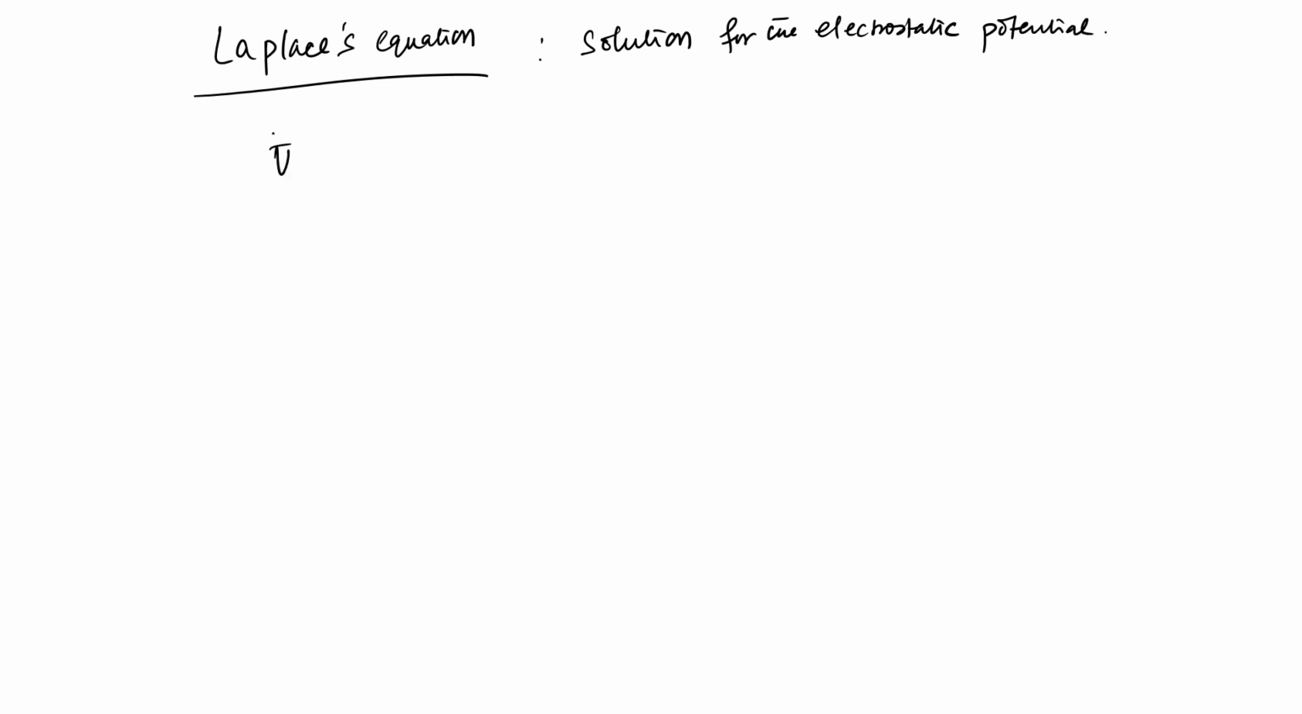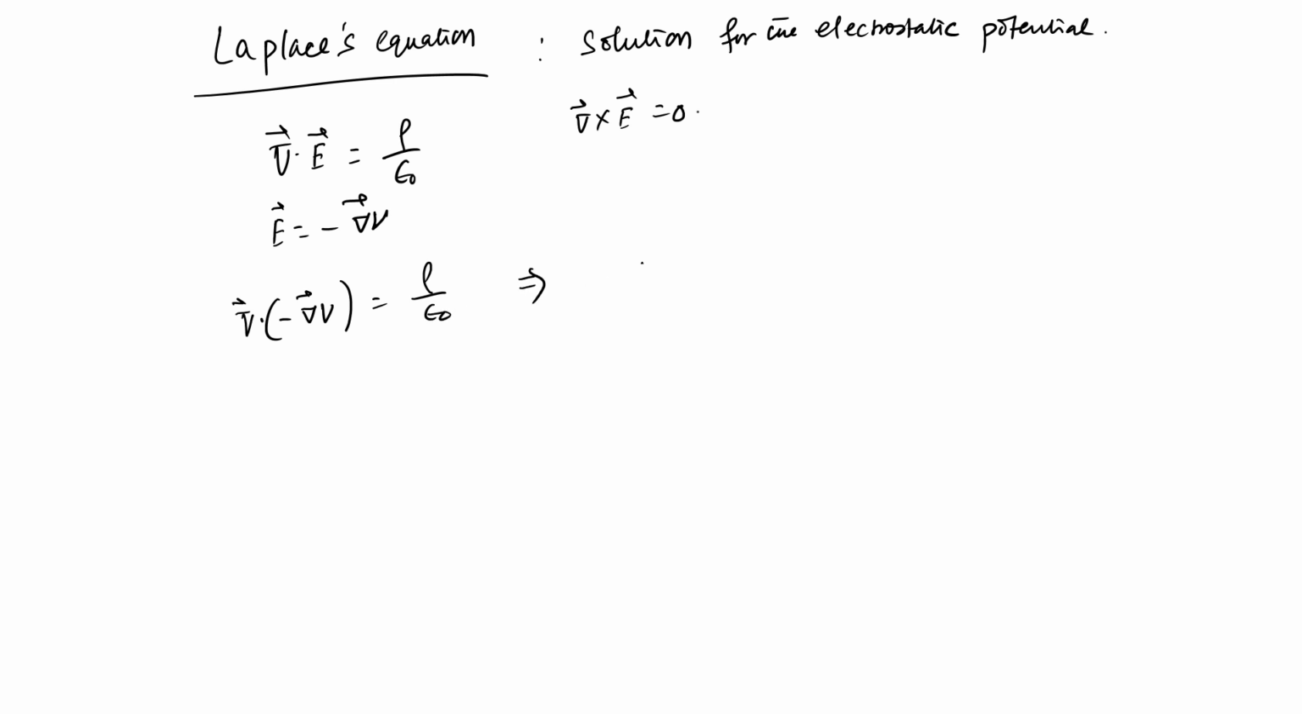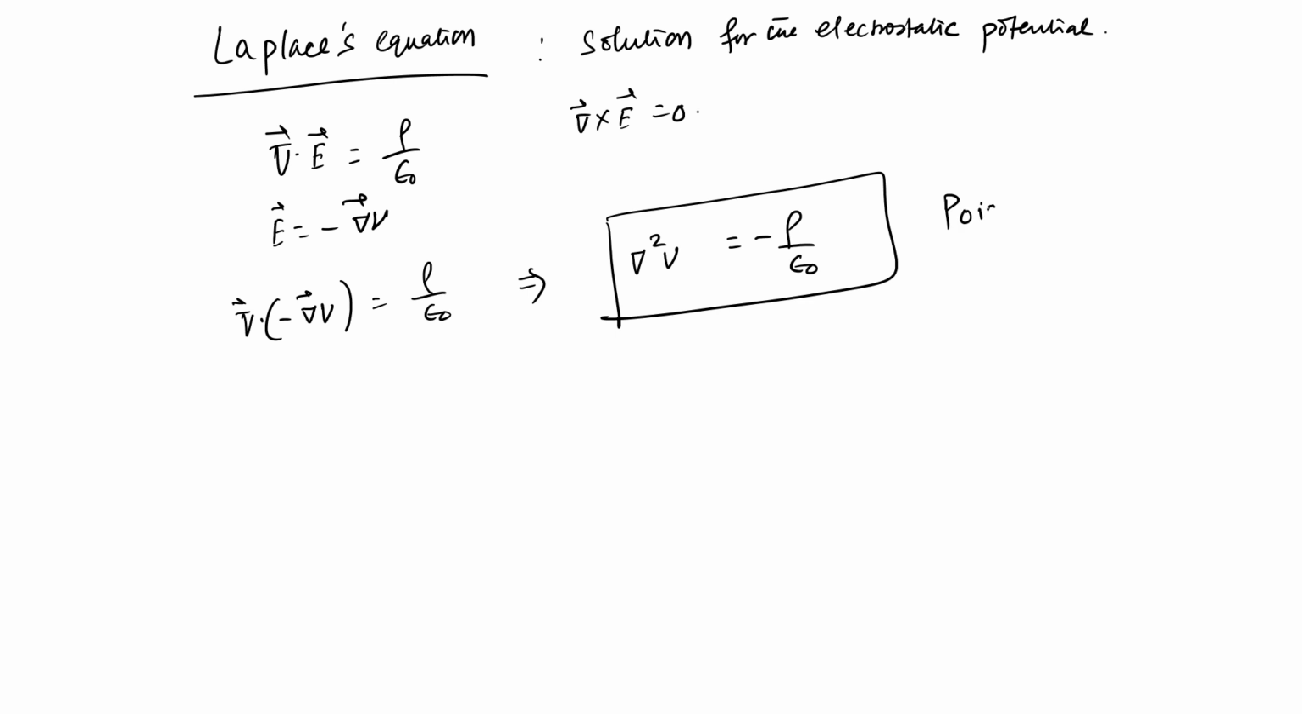Okay, so we have this divergence of E equal to rho over epsilon 0. We have also learned that curl of E is equal to 0. If you combine them, then E becomes equal to minus gradient of V, where V is the potential. So, if you put divergence of minus gradient of V equal to rho by epsilon 0, this gives del square V equal to minus rho by epsilon 0. This is an equation called the Poisson's equation.